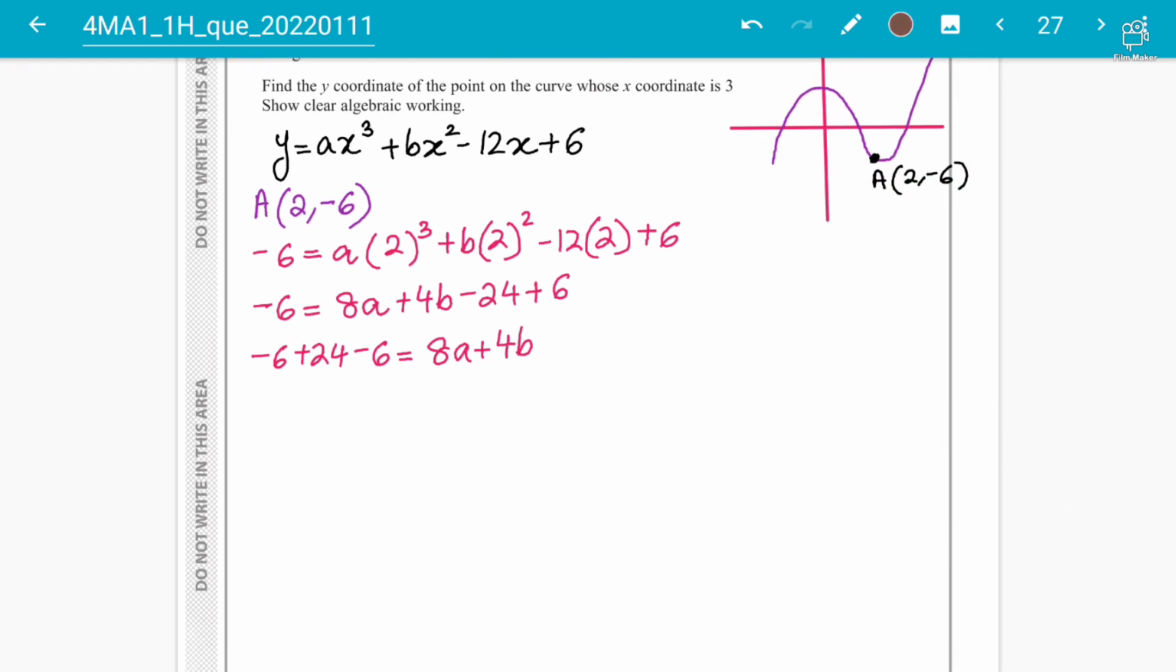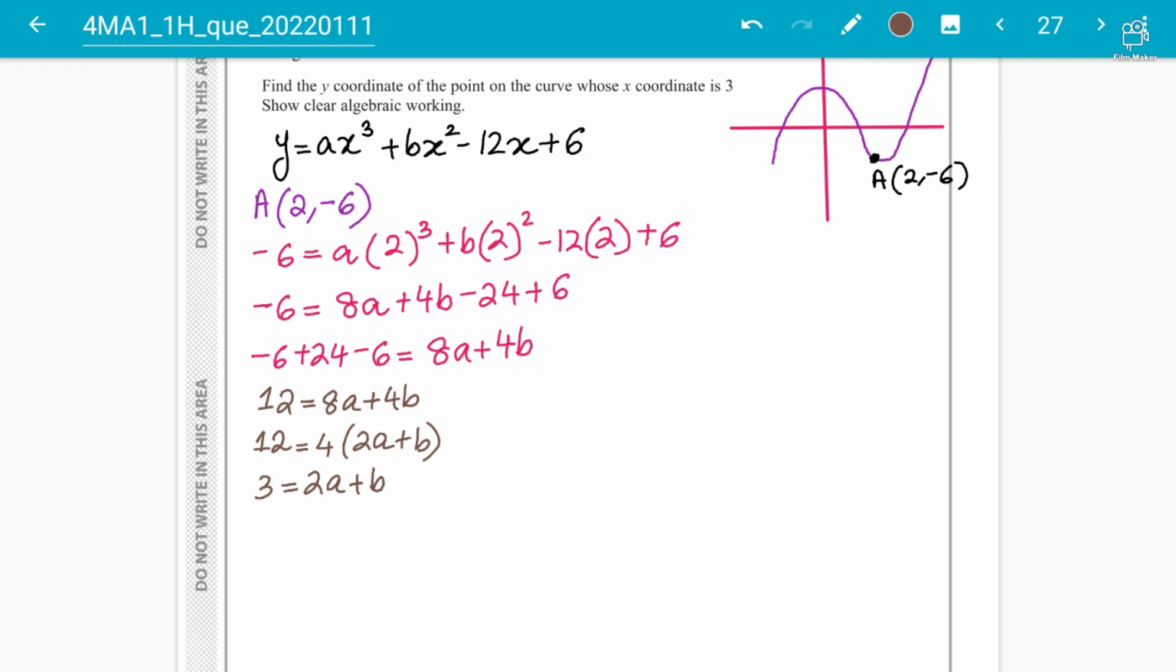Okay, so here we go: minus 6, make sure you use a calculator, minus 6 plus 24 minus 6, I got 12, sir, and 8a plus 4b. Okay, so you can take 4 common here, it will be 2a plus b is equal to 12. 12 divided by 4 is 3, so we got the equation 3 is equal to 2a plus b.